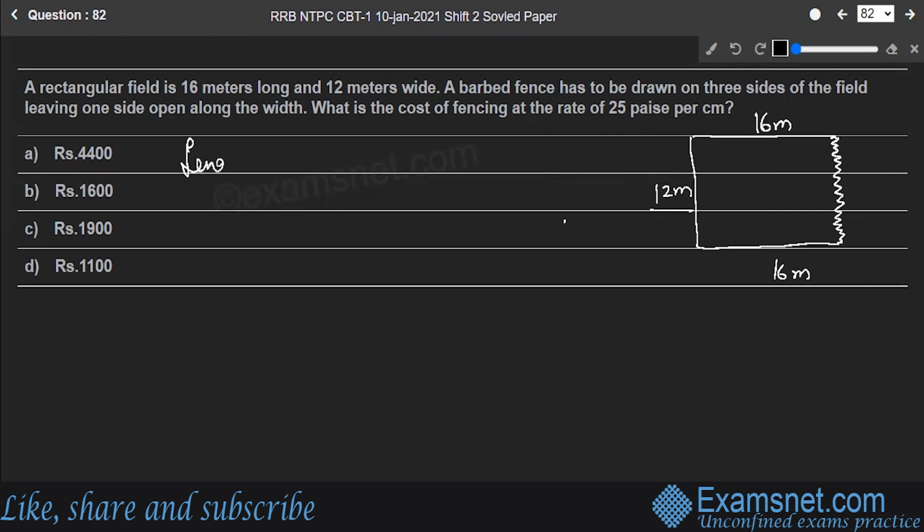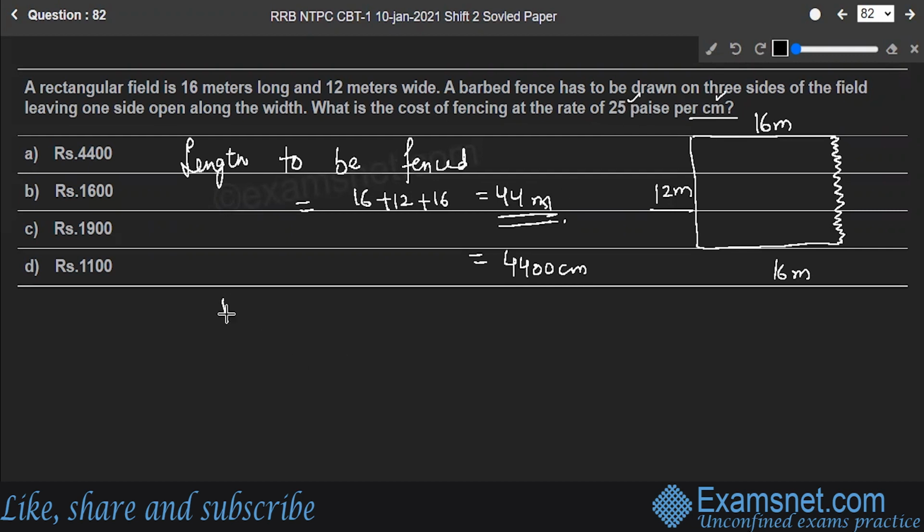So length to be fenced is 16 plus 12 plus 16, which is equal to 44 meters, right? And okay, per centimeter, 44 meters can be written as 4400 centimeters. For 1 centimeter, the cost is 25 paise. 1 centimeter fencing costs 25 paise or this much rupees, right?